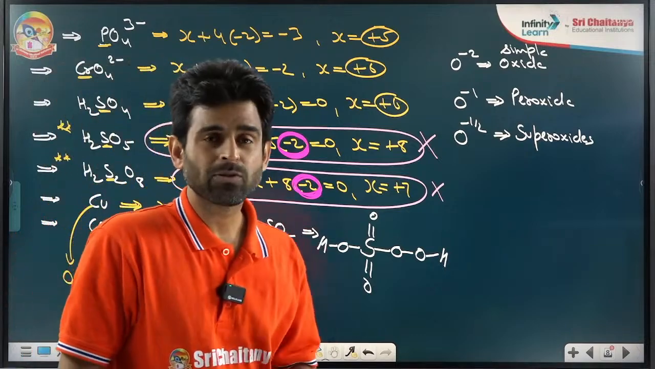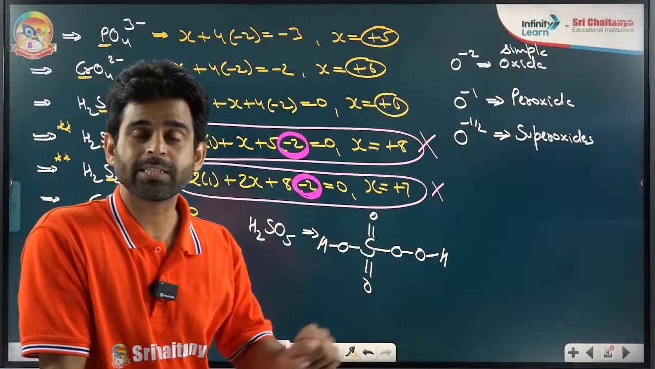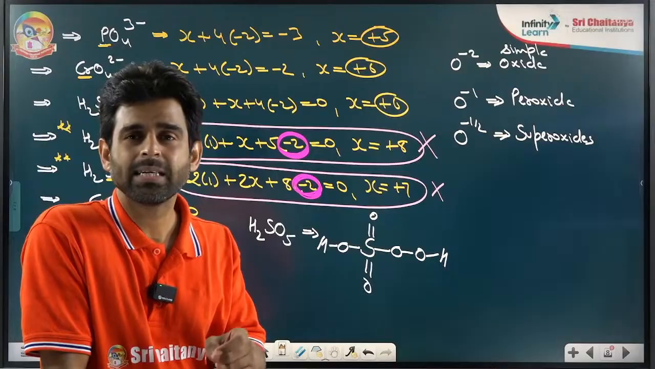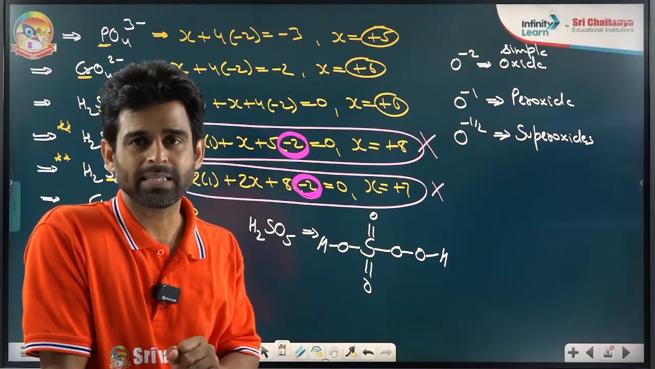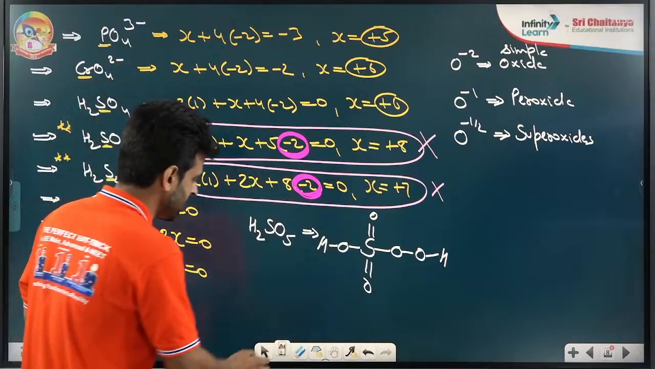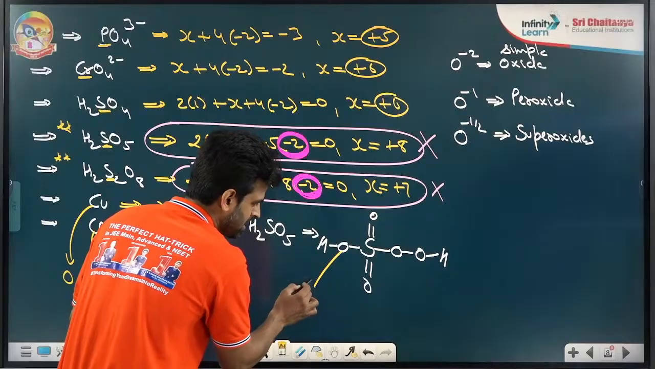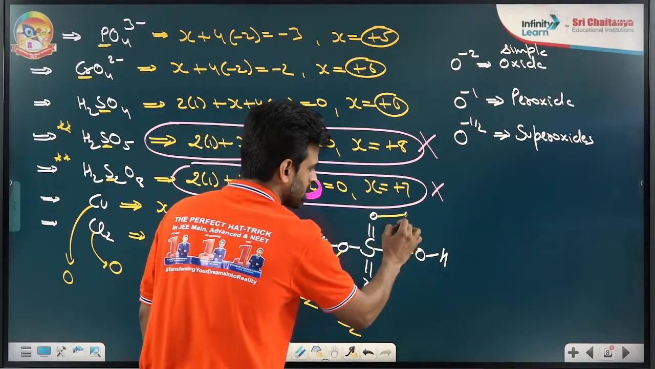Okay. Actually, in the structure, if you can see, we have an OO linkage. That OO linkage is known as what? That is known as your peroxide linkage. We call it peroxide linkage. So if you go into detail, you will see this oxygen is -2, this oxygen -2, this oxygen -2.